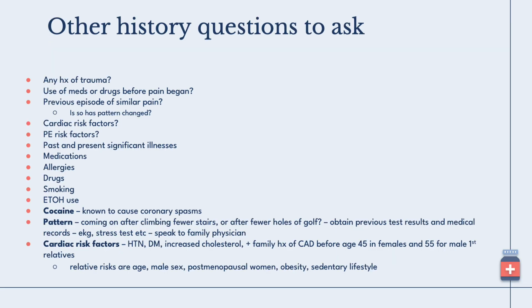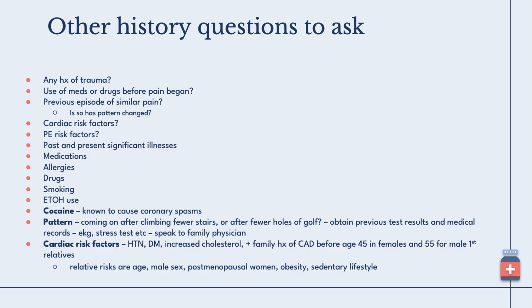Other really important history questions to ask. So any history of trauma? Was there use of medications or drugs before the pain began? Have they had previous episodes of pain that was similar, or has the pattern of their chest pain changed? Are there any risk factors?